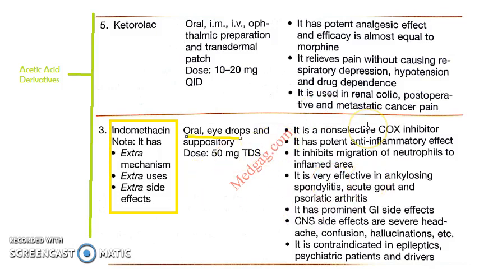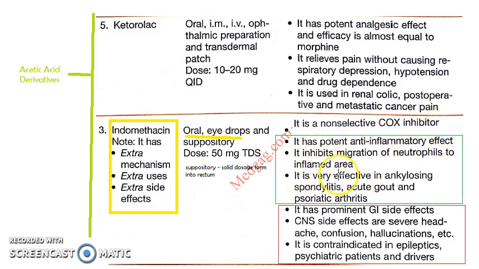Okay. It can be given orally, via eye drops or suppository. What is a suppository? So basically suppositories are solid dosage forms that are inserted into the rectum. So you can give indomethacin via the rectal route. It can be given by oral route, eye drops and suppository. Okay. Dosage is 50 milligram. If you want to remember, you can remember. Coming to the uses, it's a non-selective COX inhibitor, obviously, and it's an acetic acid derivative. It has potent anti-inflammatory effect.